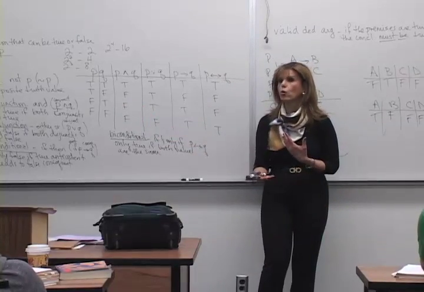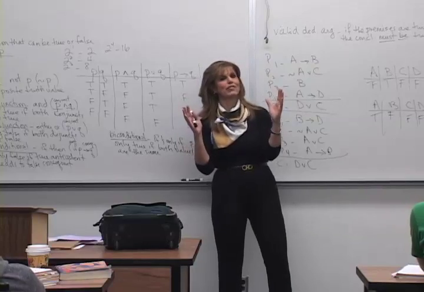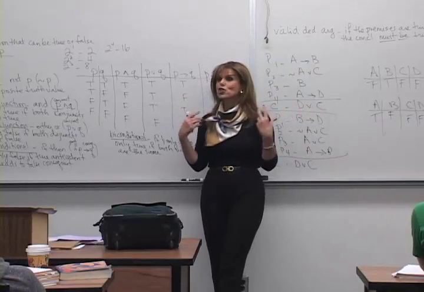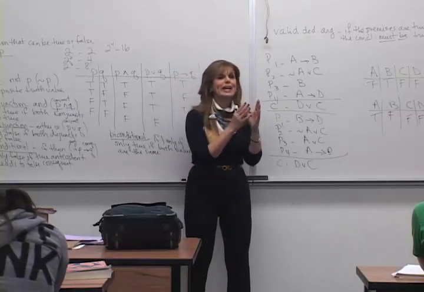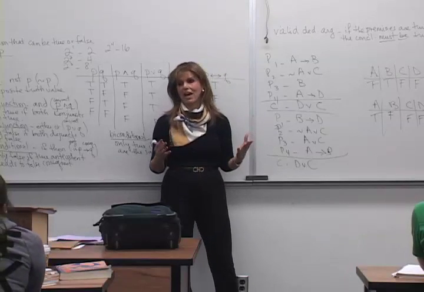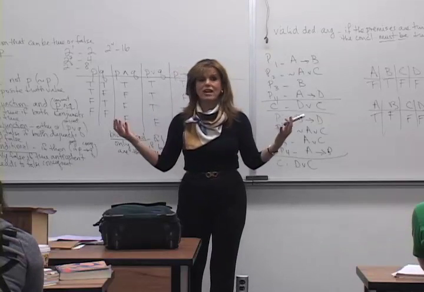If we can make it work, then we have proven that it's invalid. I know it's a little counterintuitive. If it works, it's invalid. But we're shooting for invalidity. We're not shooting for validity. If we cannot make it work, it's because it's valid. We cannot have true premises lead to a false conclusion. And that's how we use truth tables.